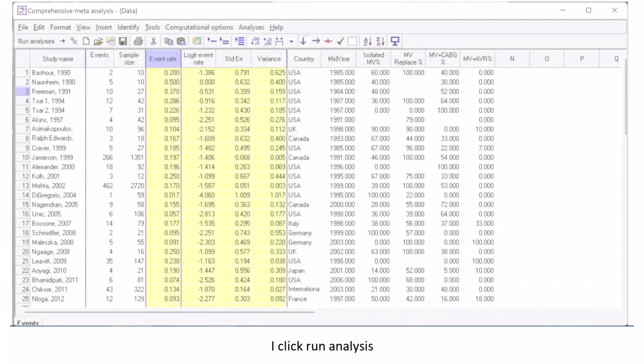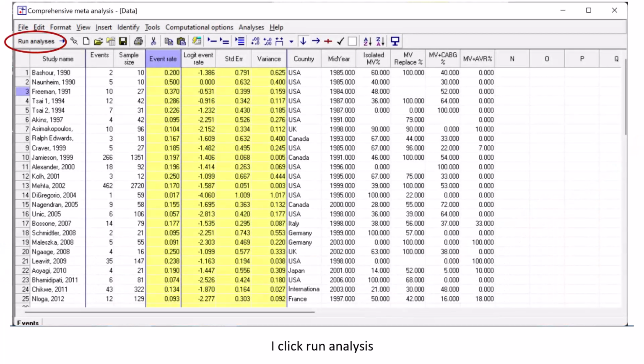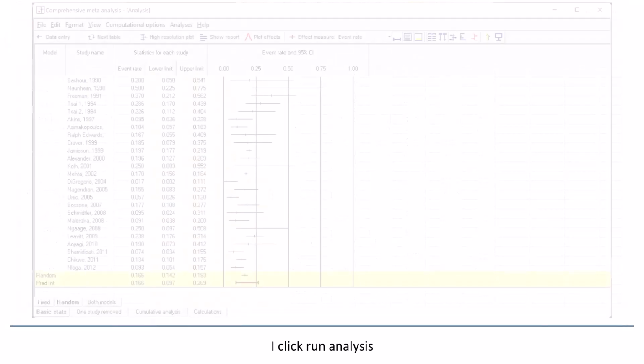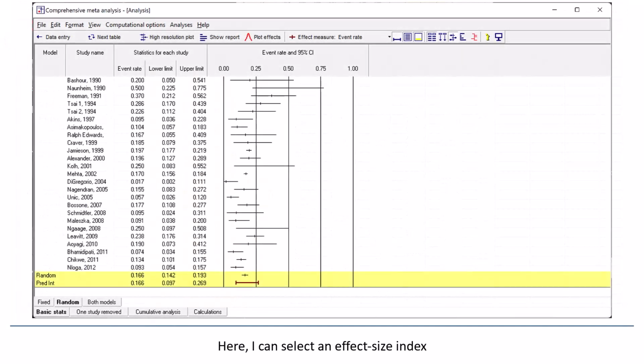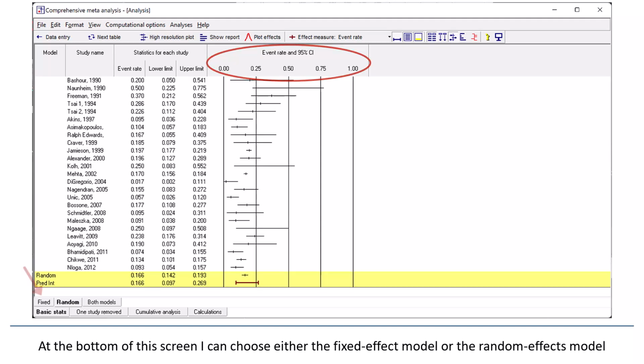I click Run Analysis. Here, I can select an effect size index. I'll be using the event rate. These columns show the statistics in numbers, and these are also plotted here. At the bottom of the screen, I can choose either the fixed effect model or the random effects model.